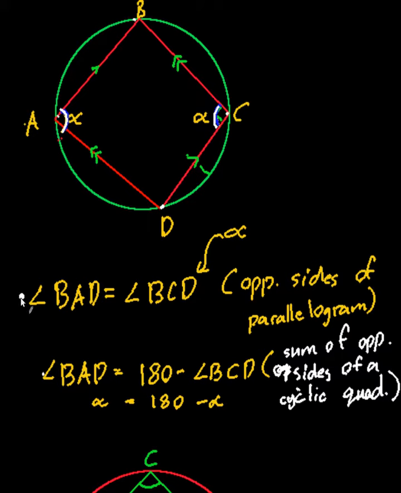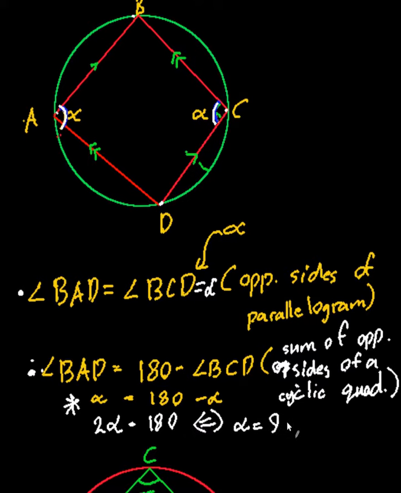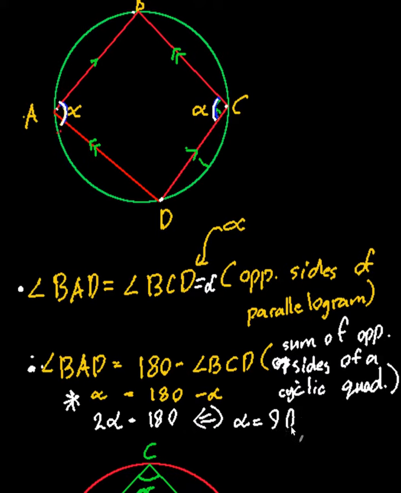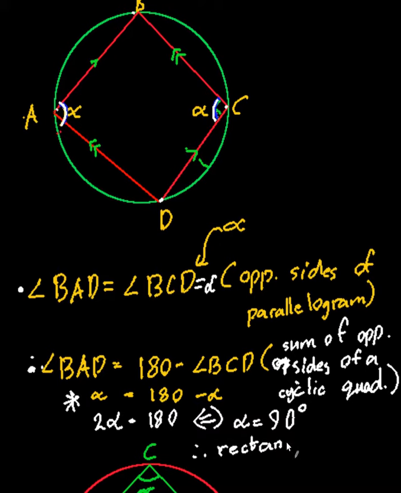So we have these two equations, right? And we know that this is equal to alpha. And now we can get this final equation. So now I will get 2 alpha equals 180, which is going to imply alpha is equal to 90. Okay, so if it's 90 degrees, that means this is, therefore, a rectangle. Okay, alright, so let's move on.